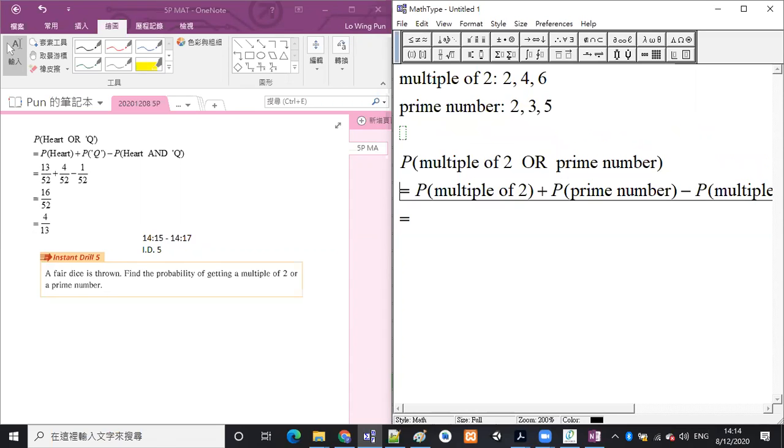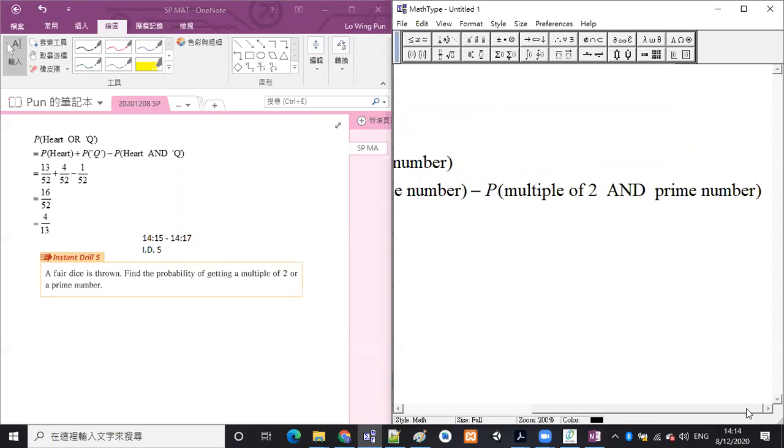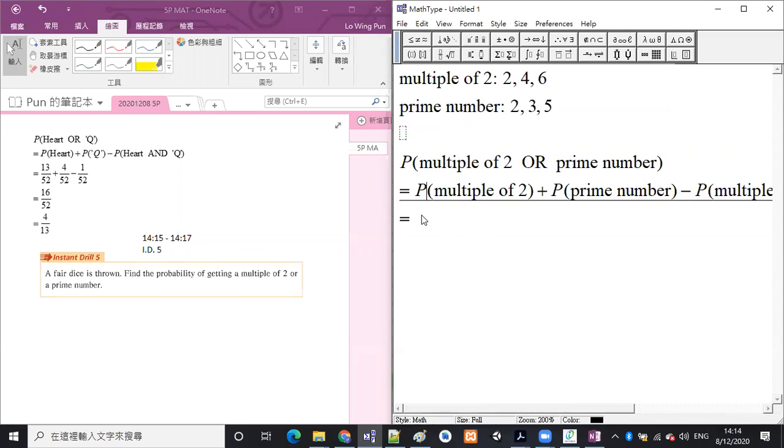Okay, and then the question asks you to find the probability of getting a multiple of 2 or a prime number. So it is in the format of P(A or B), and then it is simplified to be P(A) plus P(B) minus P(A and B). Okay. 好啦，咁呢個就逐個揾啦，即係會係3個分數，first fraction plus the second fraction minus the third fraction. Okay, but I know that each of them will have the denominator equal to 6.